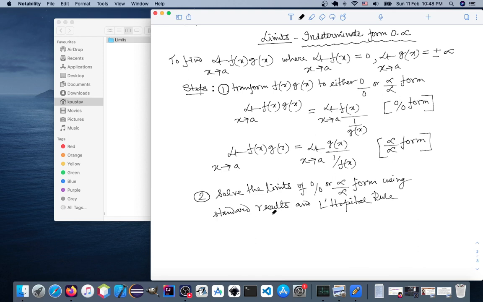So once we have transformed f(x) g(x) into 0 by 0 or infinity by infinity form, we can then solve it using standard results and/or along with L'Hopital's rule. So let's see some examples.